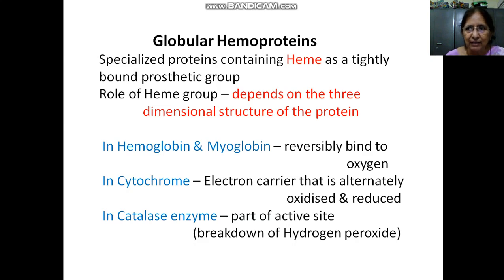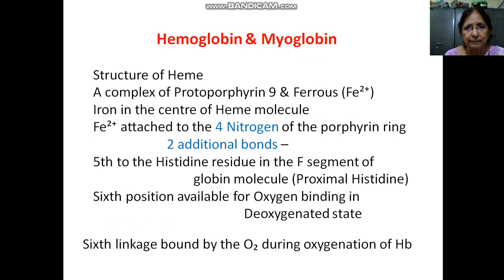Hemoproteins have heme as a tightly bound prosthetic group, and the role of the heme group depends on the structure of the protein. In hemoglobin and myoglobin, it reversibly binds oxygen. In cytochrome, it acts as an electron carrier, and that is why it is alternately oxidized and reduced. In the catalase enzyme, it is a part of the active site and participates in the breakdown of hydrogen peroxide.